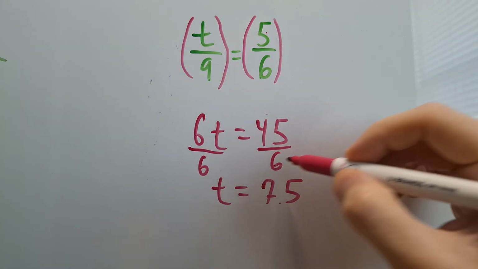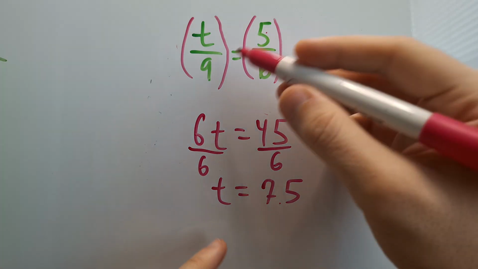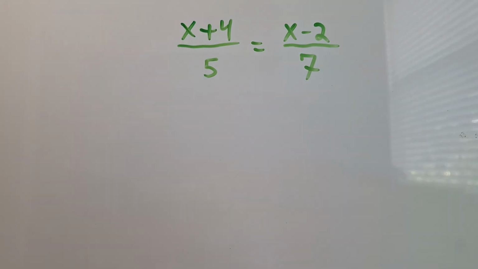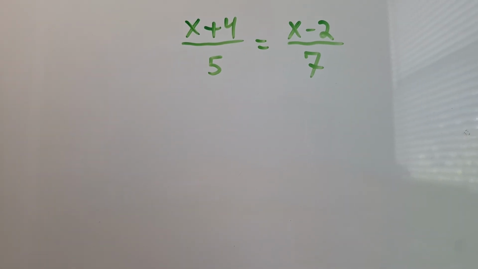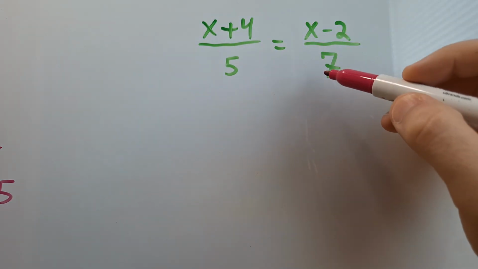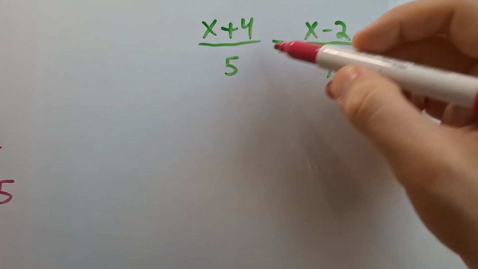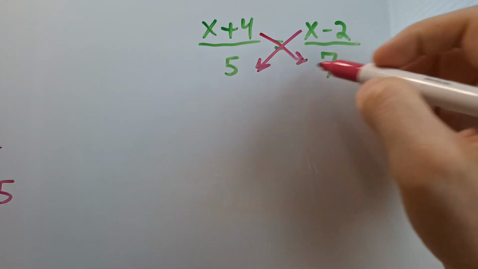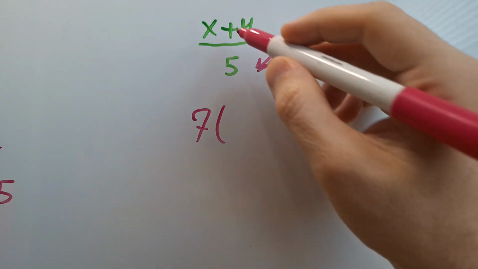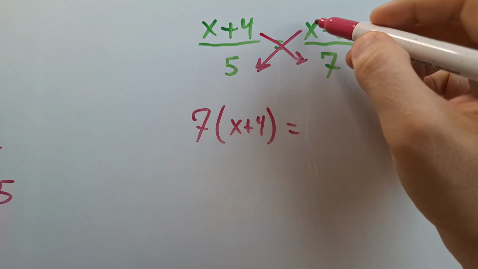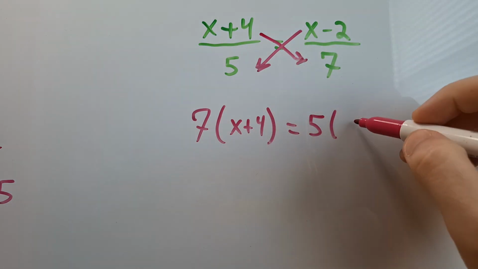Usually the go-to is cross products because sometimes your proportions can get a little funky looking, kind of like this one. By default, I will go to using cross products. So we'll multiply this numerator by that denominator, and then this numerator by that denominator. It makes that little cross motion. So we'll have 7 times x plus 4 equal to 5 times x minus 2.